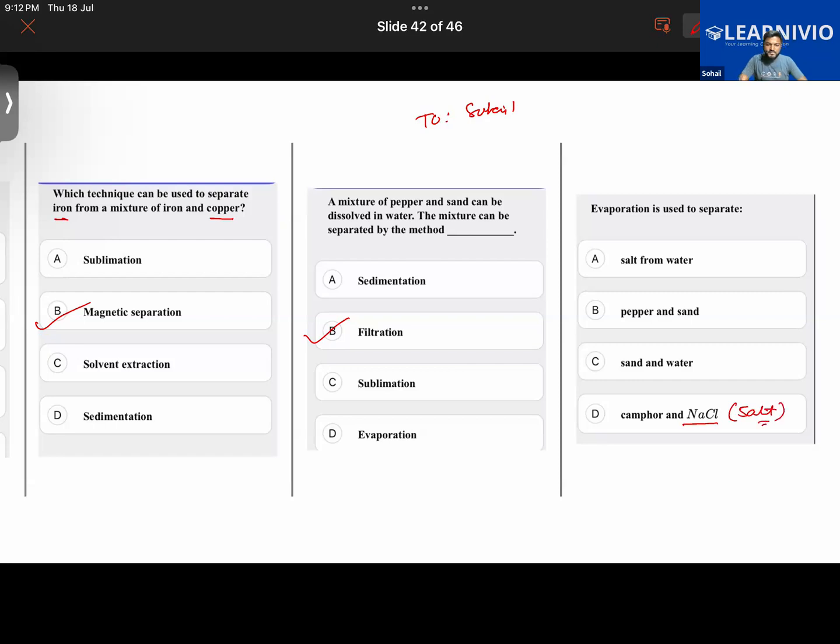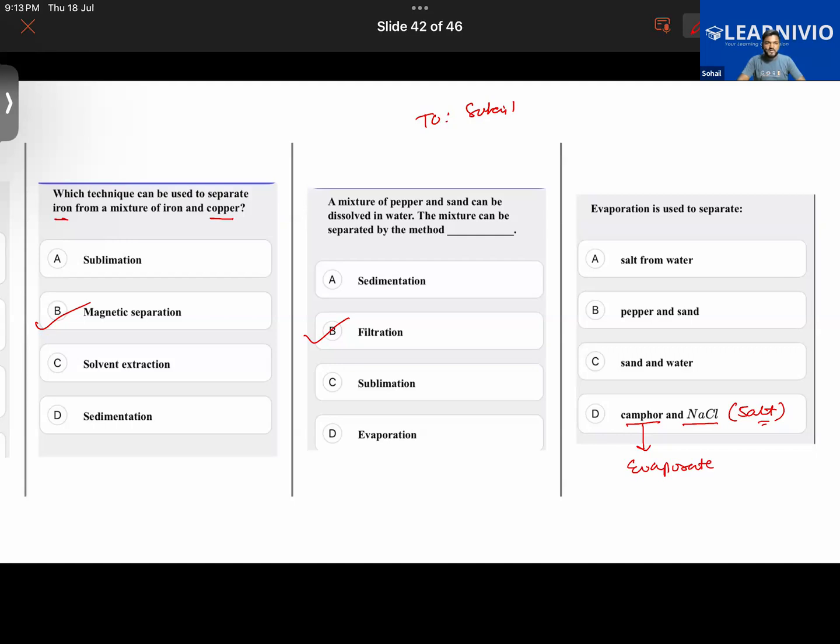Okay, no salt. Sir, what is camphor? Camphor, you guys haven't known about this one. Okay, I will show an image of it to give you better clarity. Camphor has a property that if left in the open, it will start to evaporate.